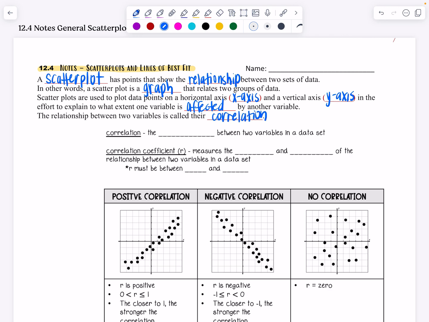So it just tells you, when you have two variables, the correlation between them. Of course, correlation has the word relation in it, and so it's going to be the relationship between two variables in a data set. Relationship.